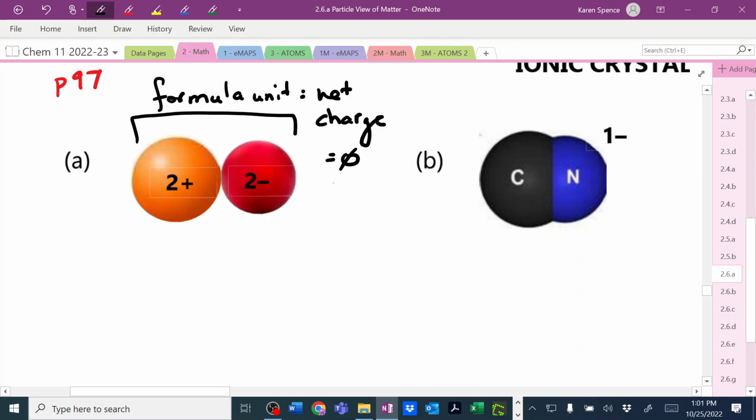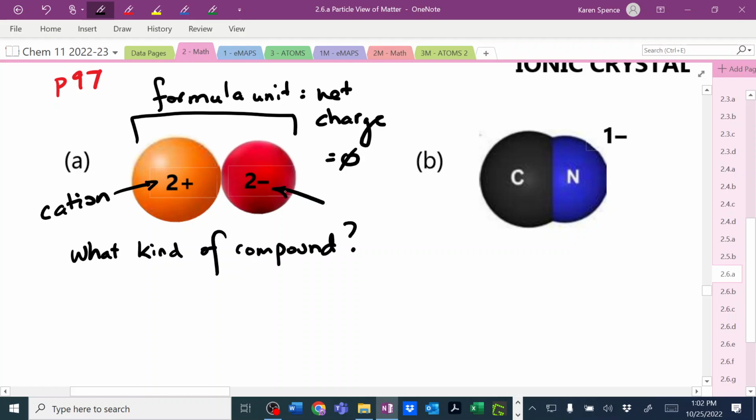What kind of a compound would give you a formula unit? Tell your partner, what kind of a compound? Well, what's it made of? What is this 2 plus thing over here? That's a cation. And what's the other half of this? That's an anion. And so what kind of compound do we have? We have an ionic compound. What kind of bond is between these two? That is an ionic bond.